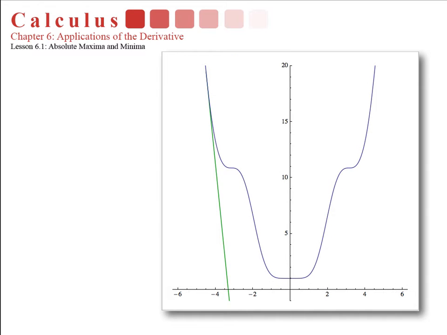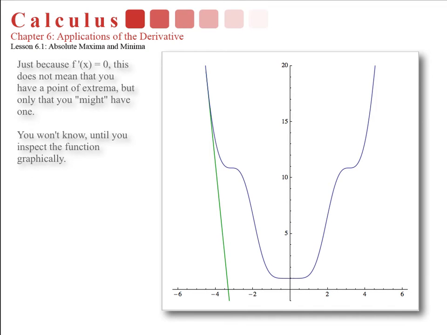Now the exciting thing is that when f prime of x equals 0, we have a possible point of extrema. But the trap that Calculus 1 students fall into is assuming that just because f prime of x equals 0, then that absolutely has to be a point of extrema. And nothing could be further from the truth. You don't necessarily have an extreme point just because the slope of the tangent line is 0.